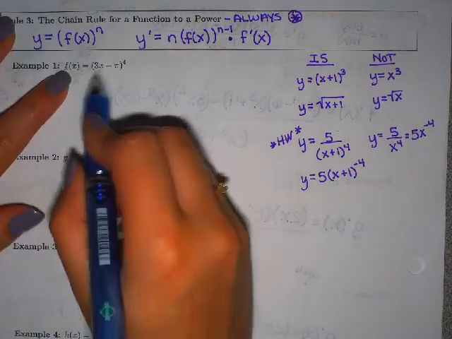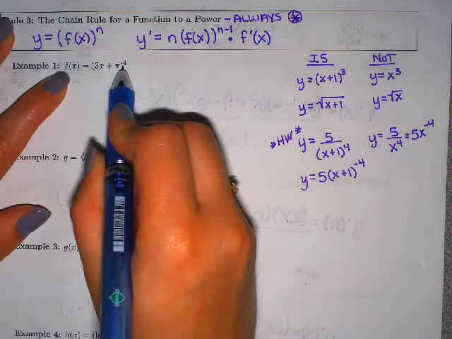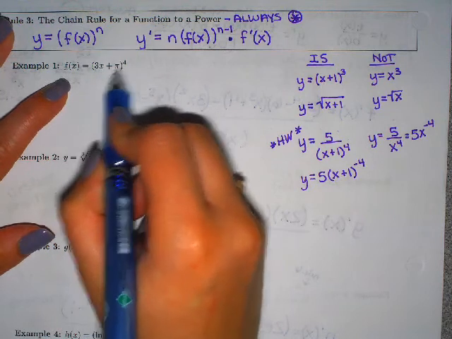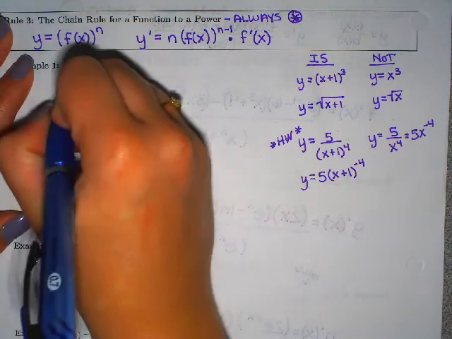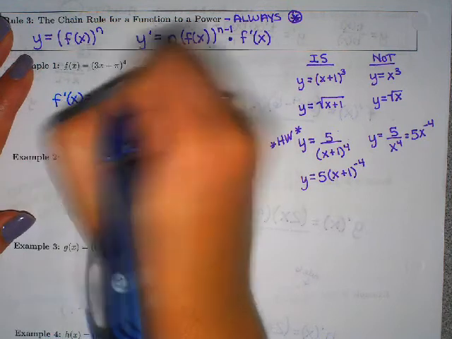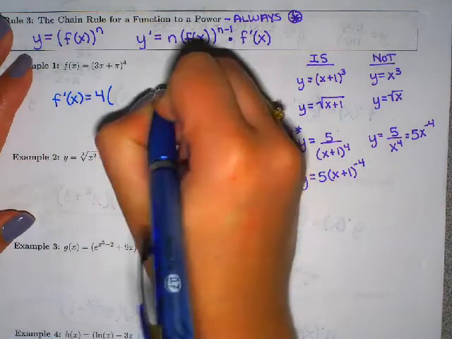Let's use this one. We have 3x plus pi all raised to the fourth. If this was just 3x to the fourth, we'd be fine, but if there's more than just an x raised to a power, we have to use the chain rule. It's not too bad though. We're going to call it f prime of x. We'll bring down our power 4.